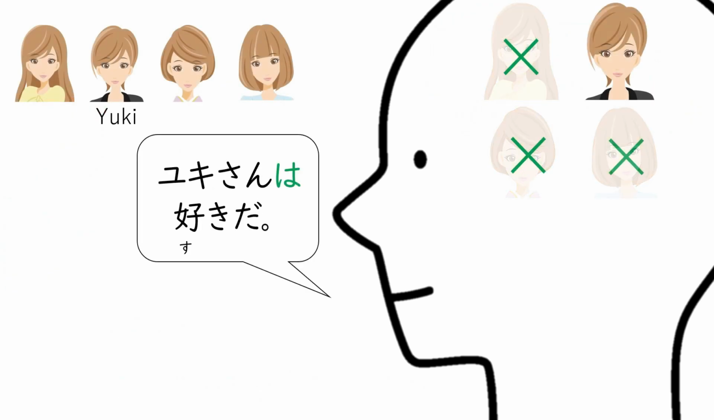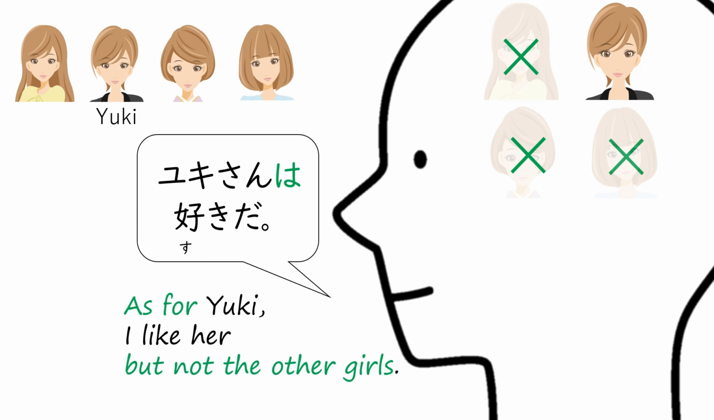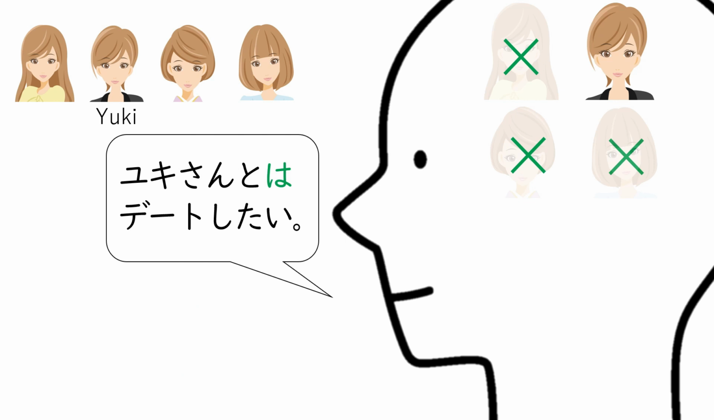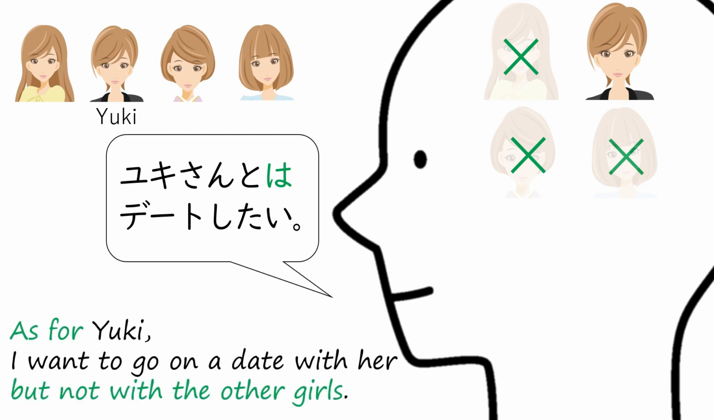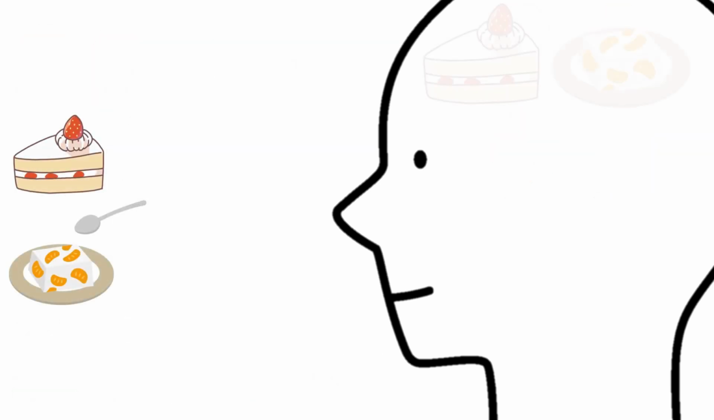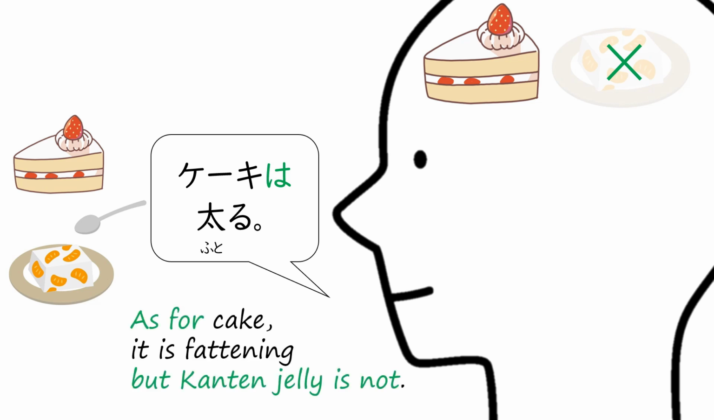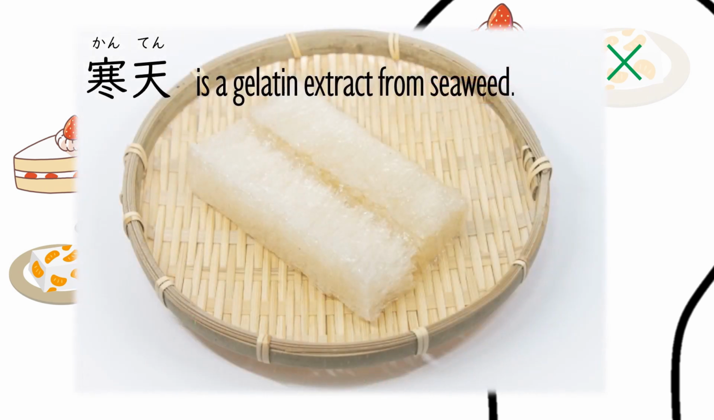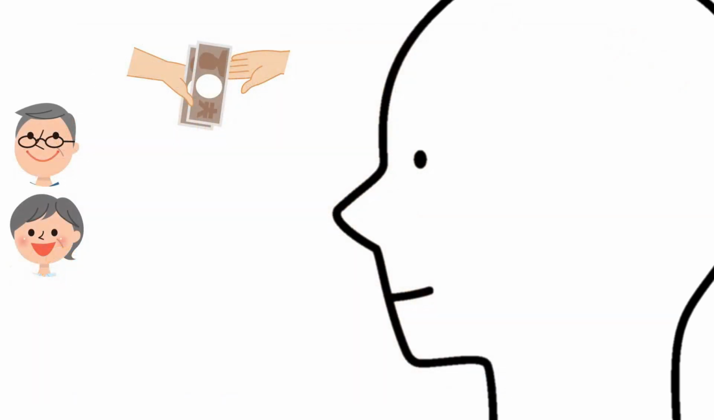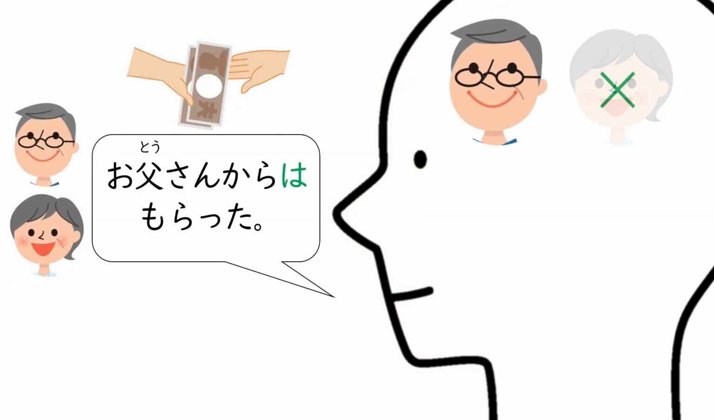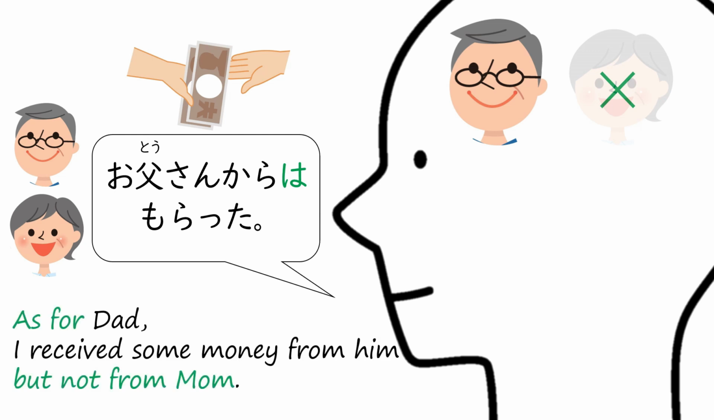ゆきさんは好きだ。As for Yuki, I like her, but not the other girls. ゆきさんとはデートしたい。As for Yuki, I want to go on a date with her, but not with the other girls. ケーキは太る. As for cake, it is fattening, but kanten jelly is not. 寒天 is a gelatin extract from seaweed. お父さんからはもらった。As for Dad, I received some money from him, but not from Mum.